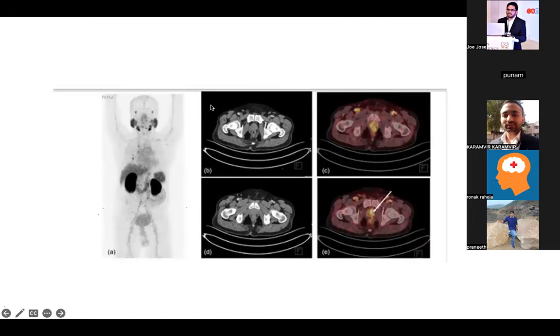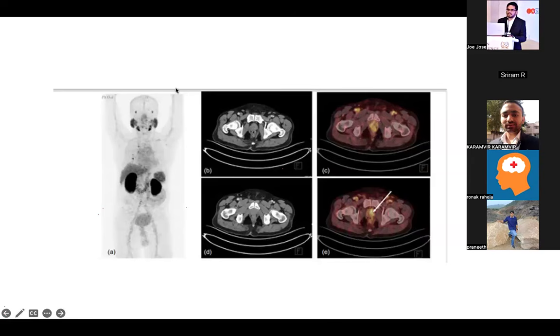Okay. So, Dr. Sriram, are you there? Yes, sir. Can you tell me what you see here? So this is an image showing a PET scan. What sort of PET is it? It's like a PSMA PET, sir. Yeah, PSMA prostate PET.